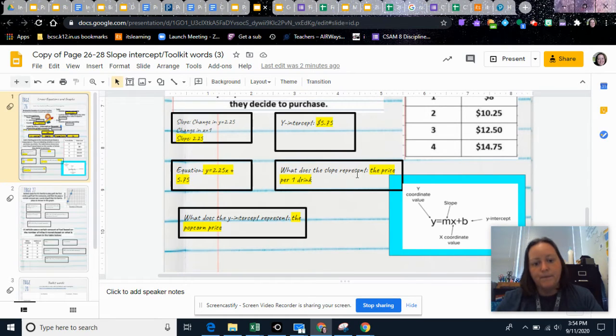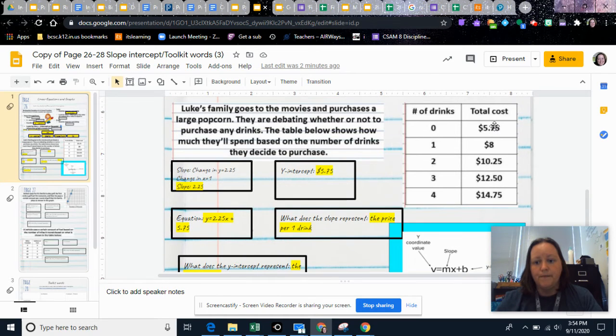So what does the slope represent? Well, if you're thinking about this, the slope, remember, it's the change in y, which is in dollars, over the change in x, which is in drinks. So then your slope is the amount of money per one drink. And so 225 per drink. So each drink would cost $2.25.